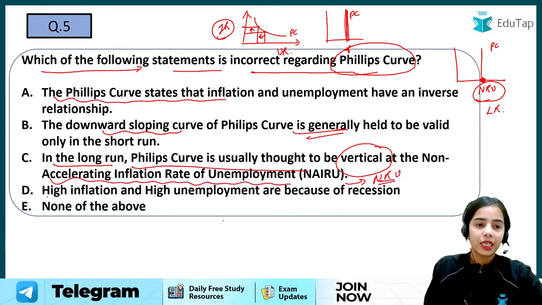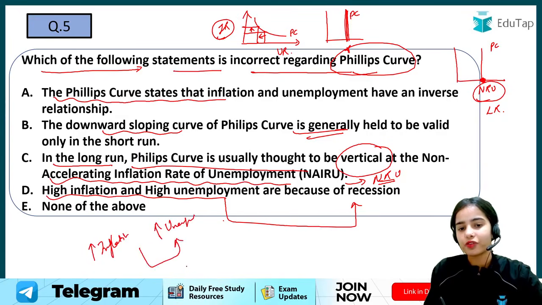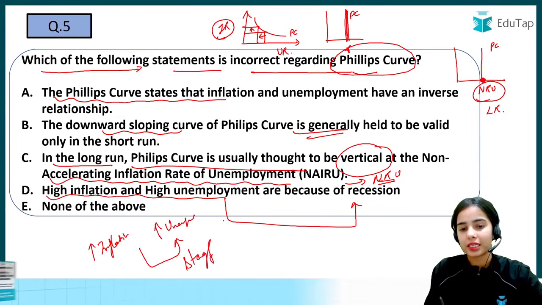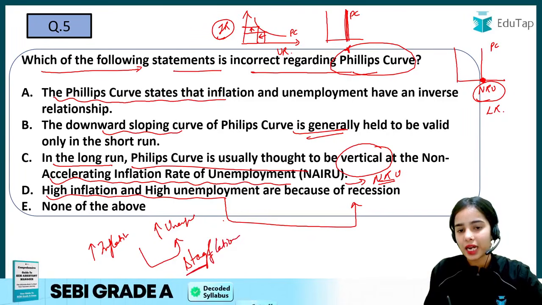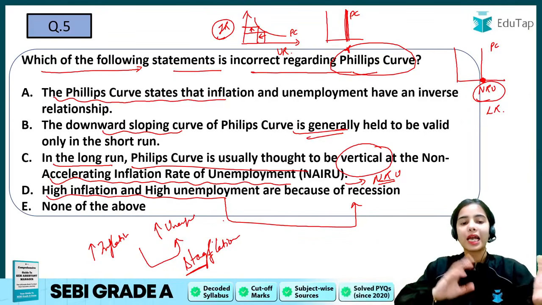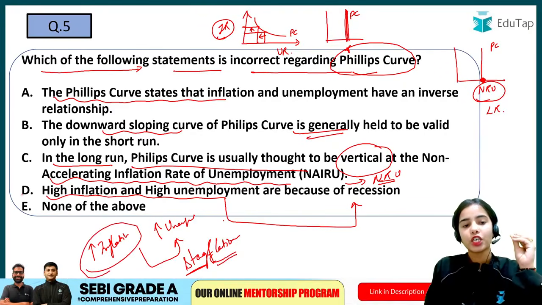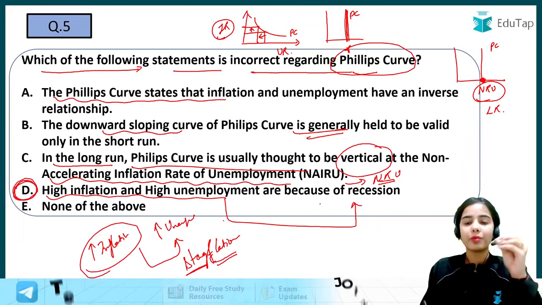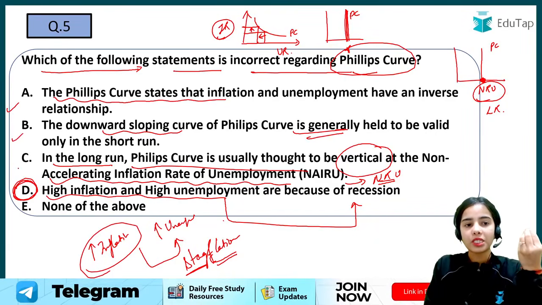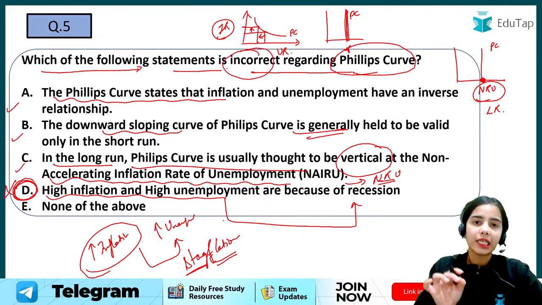Okay. Now, high inflation and high unemployment are because of recession. Basically, high inflation and high unemployment is the characteristic that we find under stagflation. That means stagnation has come into the economy due to which the output is not increasing and the unemployment might be increasing, and inflation is also persistent in the economy. So high inflation and high unemployment are because of stagflation. All the other statements are correct, only the D one was wrong, and that's why D is the answer, because you had to find the incorrect statement.